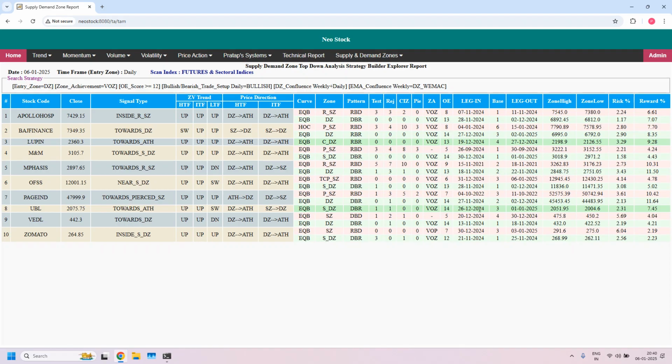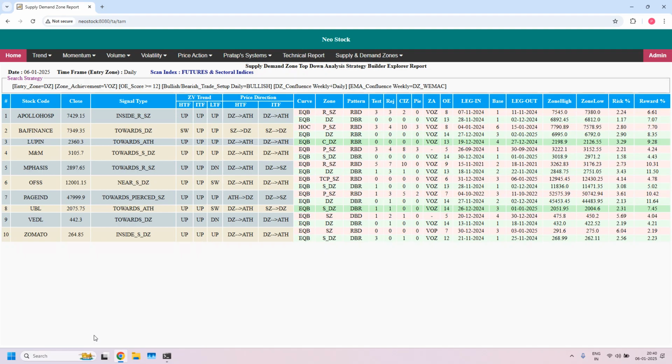Did I make a mistake? Weekly demand zone with weekly EMA confluence. Yes, perfect. No issues. Correct. I thought I made a daily EMA confluence. So we have weekly zone with weekly EMA confluence. Perfect. So all these daily zones are part of weekly, and those weekly zones are having weekly EMA confluence.